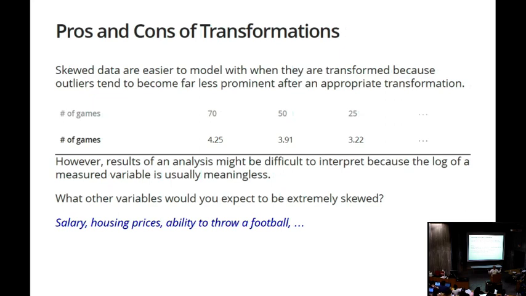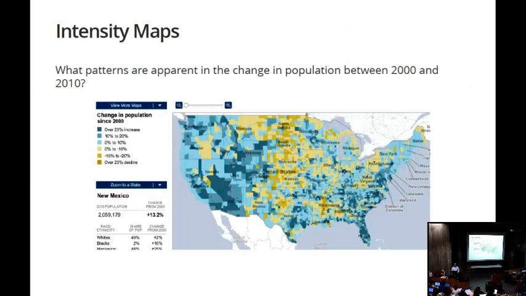I mean, if I made $10 million a year, I'd totally own a $6 million cottage. Why not? I can. I make all that money. Let me spend it on something. You can't take it with you. So those variables would be extremely skewed.